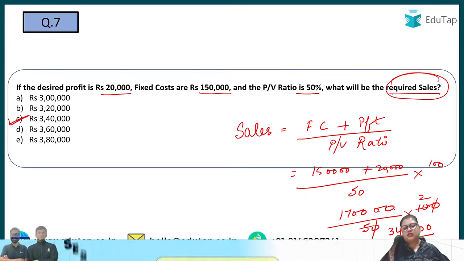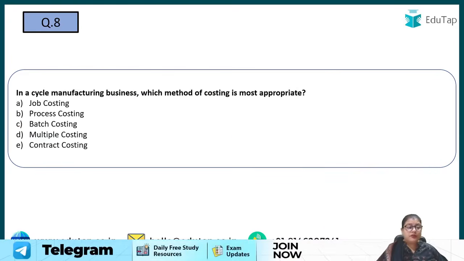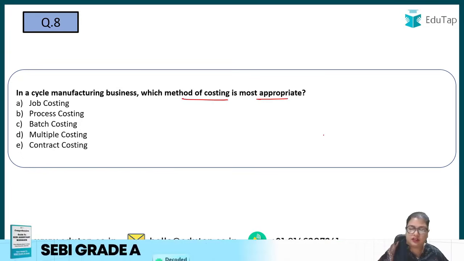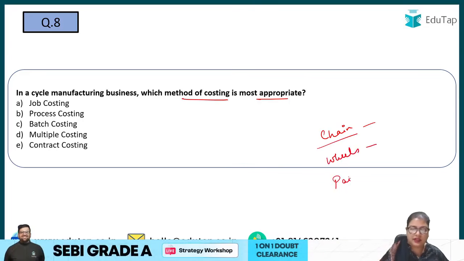Right? So this is all the game of formulas. If you remember the formulas, you'll be able to answer these questions. Coming to question number 8. In a cycle manufacturing business, which method of costing is most appropriate? So when I have a cycle, it has so many things like a chain, wheels, and then I need to paint the cycle. So basically it has different components.